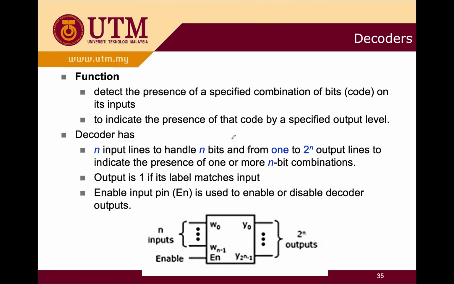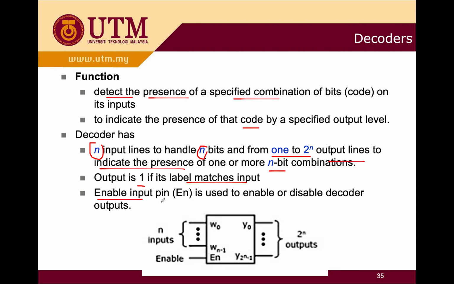So for decoders, the function is to detect the presence of specific combinations of bits or codes on its input, and to indicate the presence of the code by a specific output level. A decoder has n input lines to handle n bits, and from 1 to 2 to the power of n output lines to indicate the presence of one or more n-bit combinations. So the output is 1 if its label matches the input.